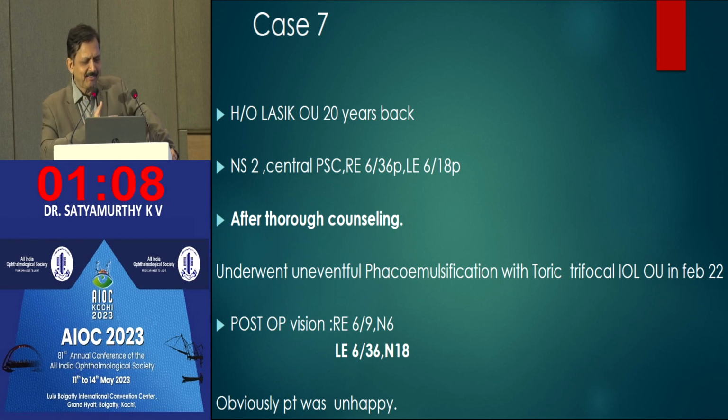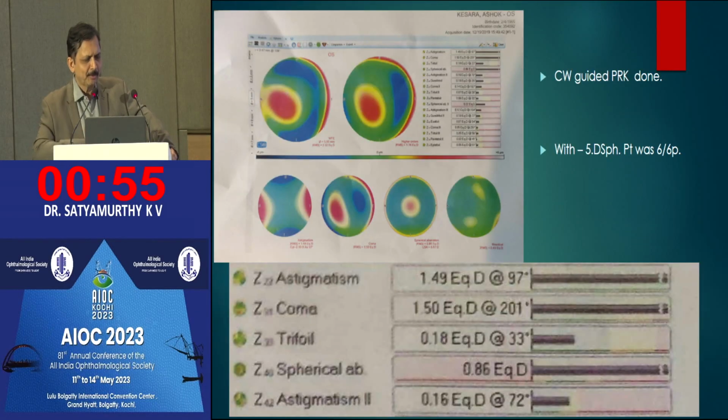So the patient had a simple cataract, and after thorough counseling, he underwent phacoemulsification with the toric multifocal lens, or the trifocal lens now. The post-op result was somewhat like this, but the patient was not happy because he had paid so much money. The corneal wavefront aberration showed higher order aberrations of almost 1.5 of coma, and spherical aberration was more. So the patient was not happy.